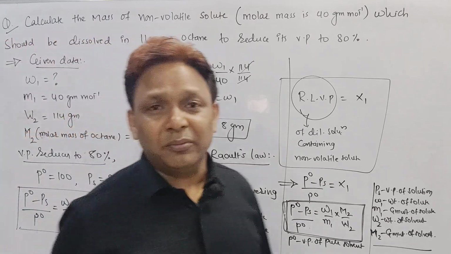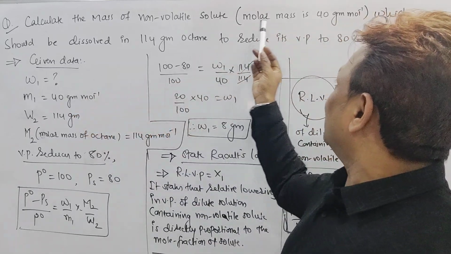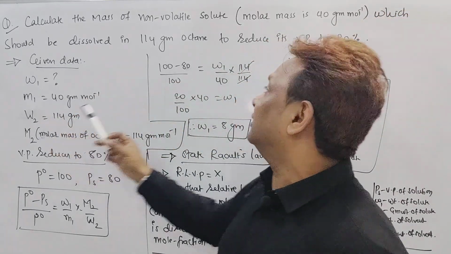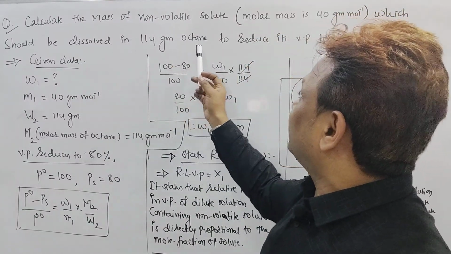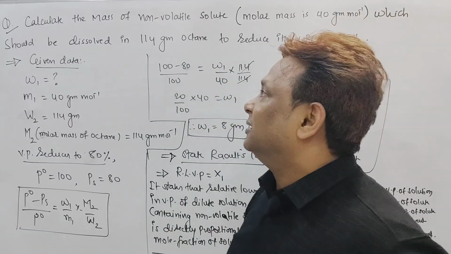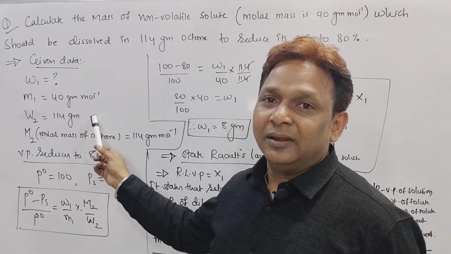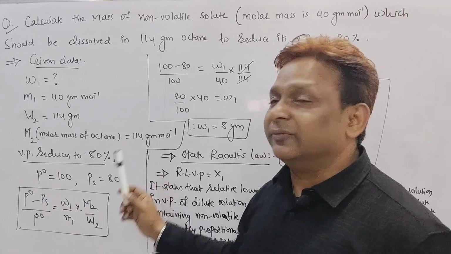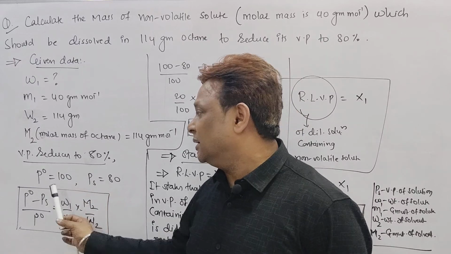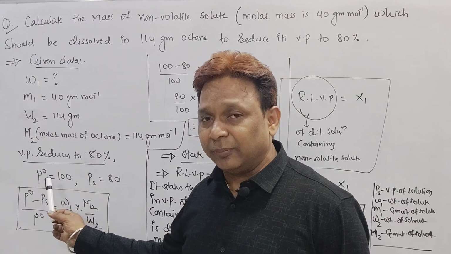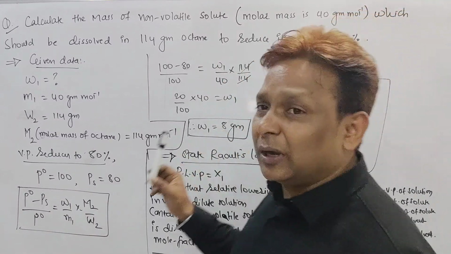Once you check it, what question do they give? Mass of non-volatile solute. So W1 is to be calculated. They give molar mass is 40 gram per mole, means M1 is given. They are asking what mass should be dissolved in 114 gram of octane to reduce its vapor pressure by 80%. Dissolved in octane means octane is the solvent. So weight of the solvent is 114 gram and molecular weight of octane also 114 gram per mole. And when vapor pressure reduces to 80%, what do you have to consider? P0, initially the vapor pressure of pure solvent, if it is 100, PS should be 80, because it decreases to 80%.